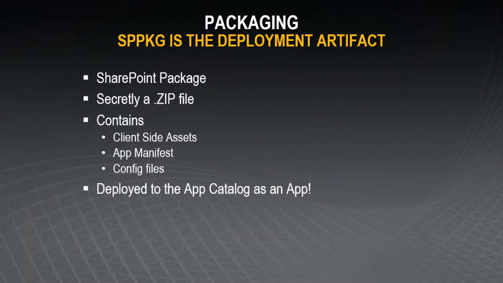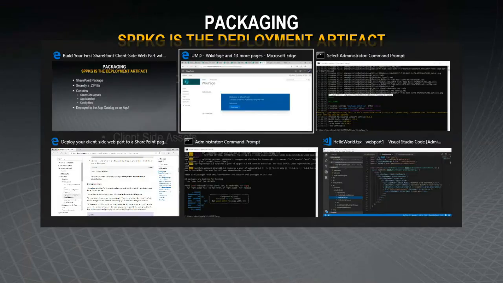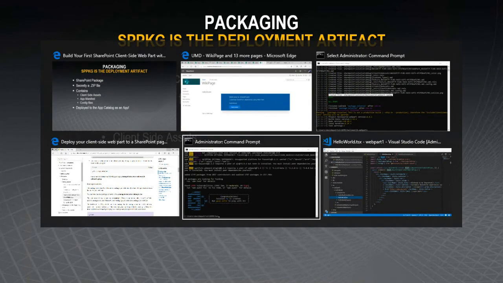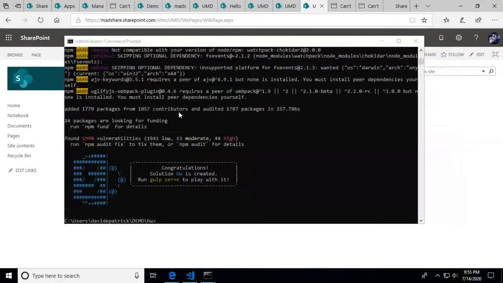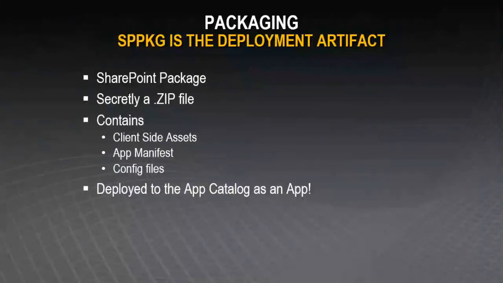So as I mentioned, the key to this, that SPPKG file, is the deployment artifact. If you're interested, it is secretly a zip file. You can actually copy and rename it. If I go out here and look at my folder, I made a copy of it, and you can rename it to a .zip file. You can double click on it, then you can just see what's inside there. It's got the client-side assets, the JavaScript, CSS, and any HTML, the app manifest, a bunch of XML files, but it gets deployed as an add-in in the app catalog.